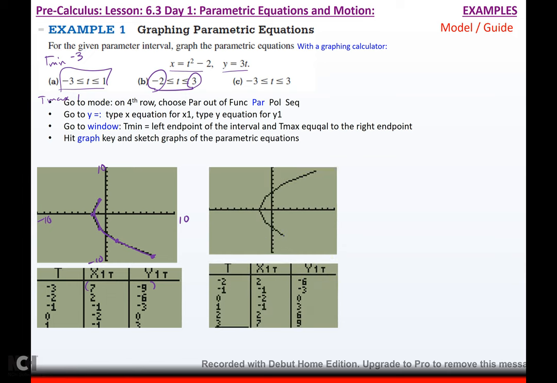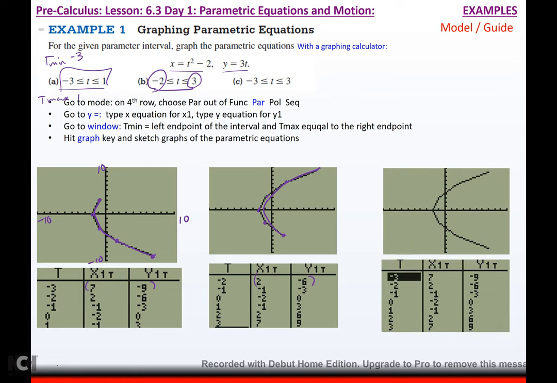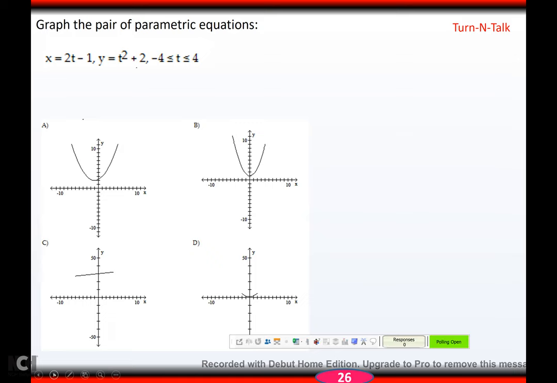So at negative 2, you got 2, negative 6, then negative 1, negative 3, negative 2, 0, negative 1, 3, 2, 6, and 7, 9. Yeah, just like we did. And then for C, change your t min to negative 3 and your t max to positive 3, and we get the whole entire graph. So you try one, hit pause, come back when you're ready, and hopefully you got A.